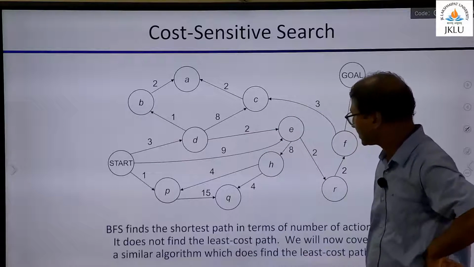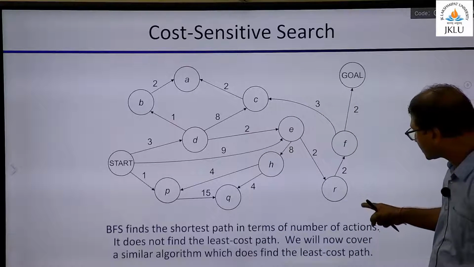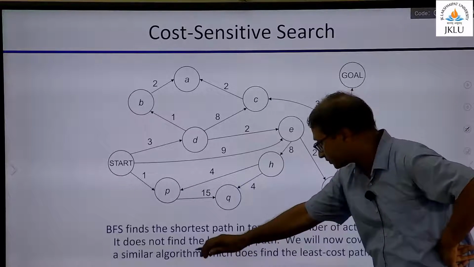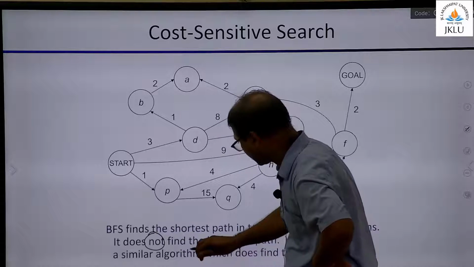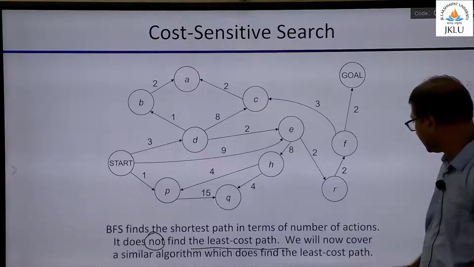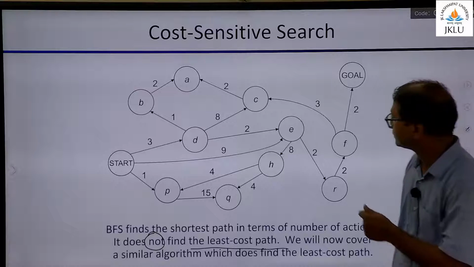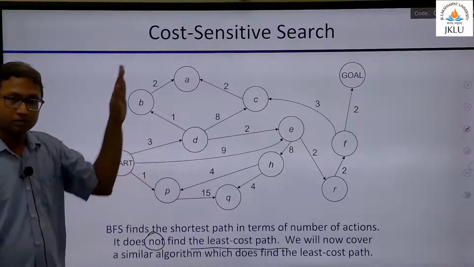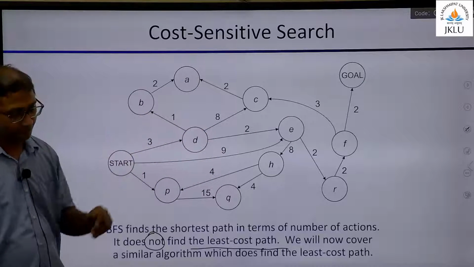Next, what happens in this case now? BFS finds the shortest path in terms of number of actions. It does not find the least cost path. Many people make mistakes on this in the exam. We will now cover a similar algorithm which finds the least cost path. So far we did not have weights, now we have weights.